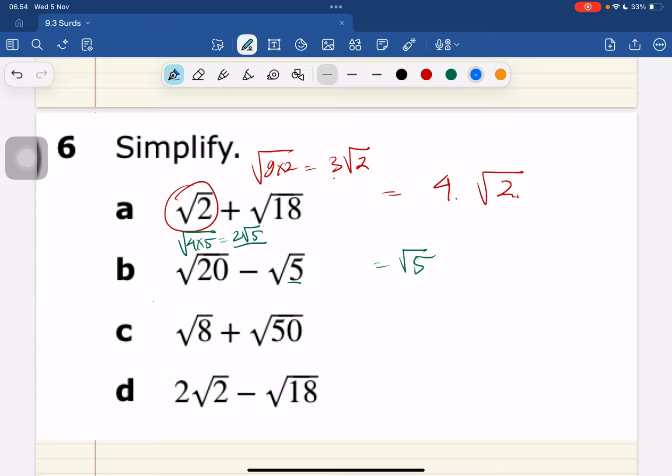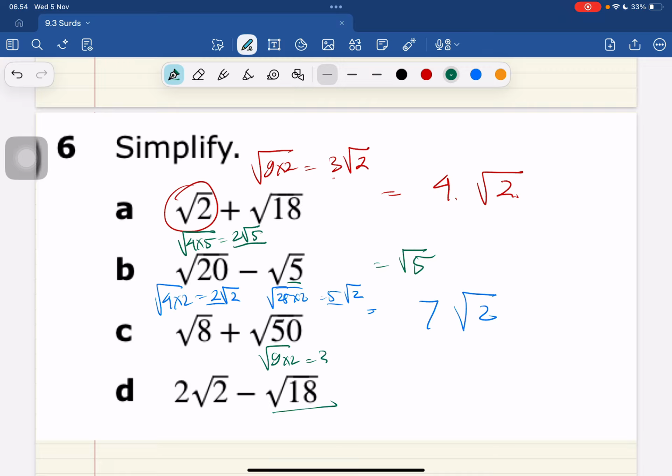Next, square root of 8. 8 is 4 times 2, which is 2 square root of 2. And square root of 50 is 25 times 2, which is 5 square root of 2. Okay, square root of 2 here. And then 2 plus 5, which is 7. Next, square root of 18. 9 times 2, which is 3 square root of 2. So we write the square root of 2. So 2 minus 3, which is minus 1. So the answer is minus square root of 2.